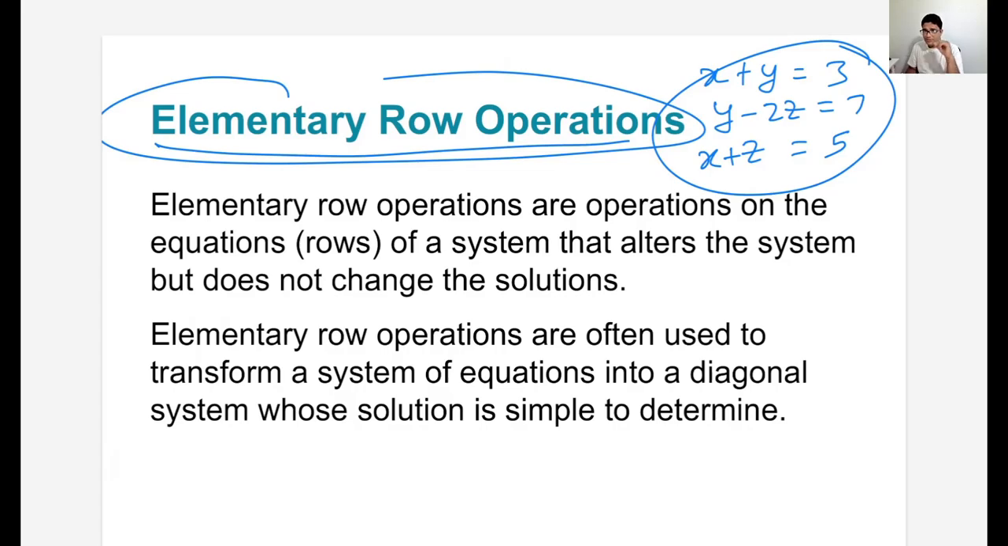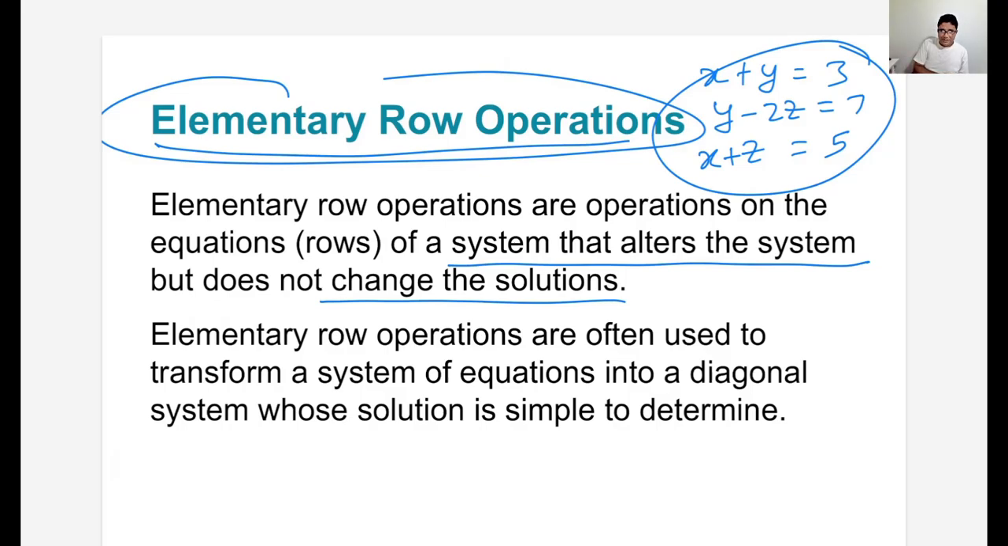What do we do in these elementary row operations? It alters the system but does not change the solutions. It means we will manipulate the equations. We will add the equations, subtract the equations, or the equivalent of that. We will not be writing the variables. We will only be writing the numbers, the coefficients. The effect will be adding and subtracting equations, but it will not change the solution of the system, of course. The goal is to find the solution of the system.